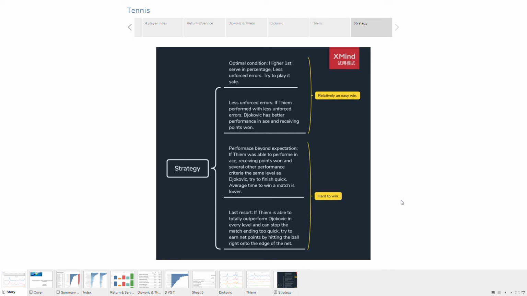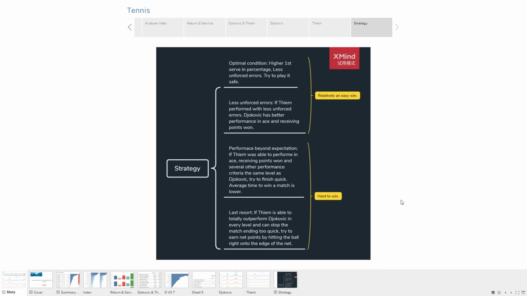But if Thiem was able to perform in aces, receiving points won, and several other performance criteria at the same level as Djokovic on that day, which means Thiem performed beyond expectation while Djokovic just played as usual, then Djokovic can choose a strategy to try to finish quickly. The average time to win a match is lower, which makes this a hard-to-win case.